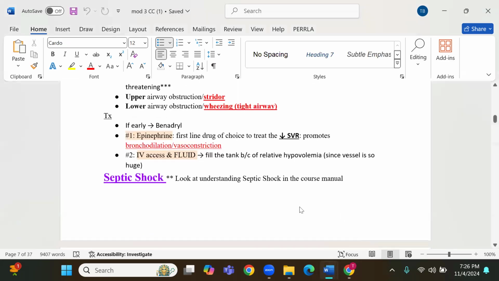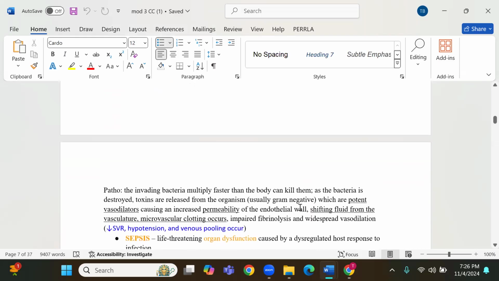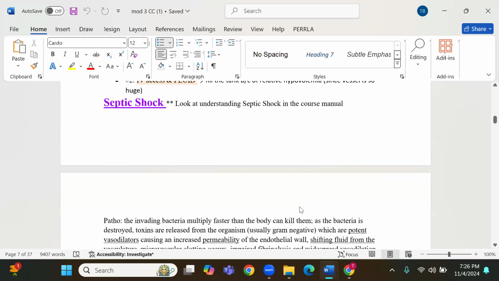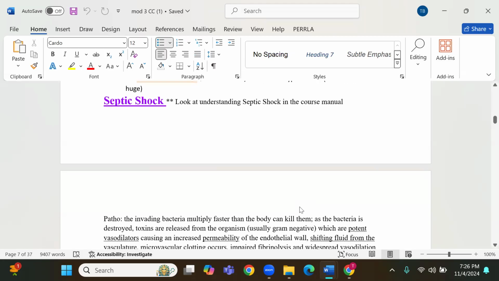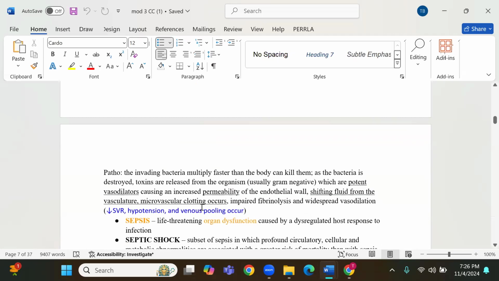Okay, now if we look here, I just really want you to understand what septic shock is. I know you guys have heard, "Ooh, your patient was in septic shock." Well, it's similar to anaphylactic shock where you massively vasodilate. But let's really look at why they do this. So our patho for septic shock is this.